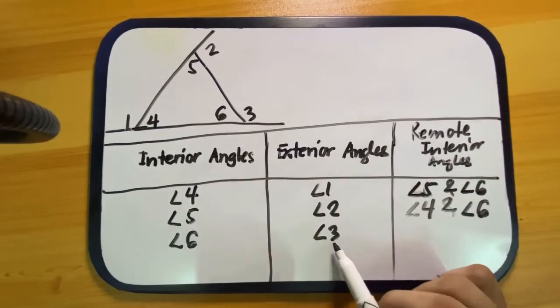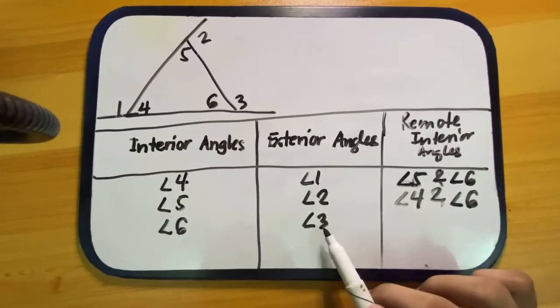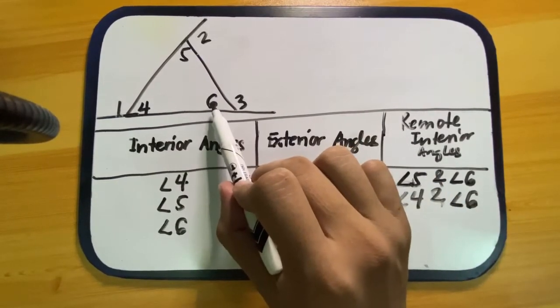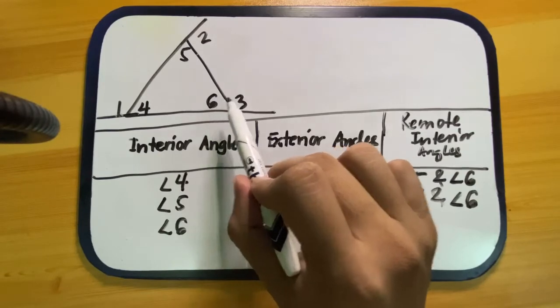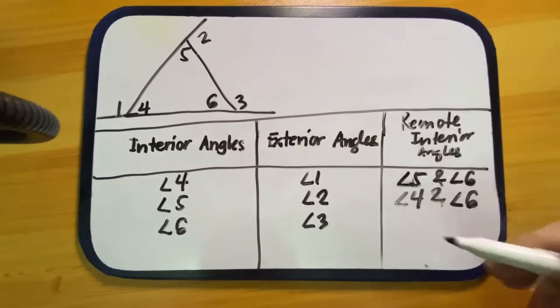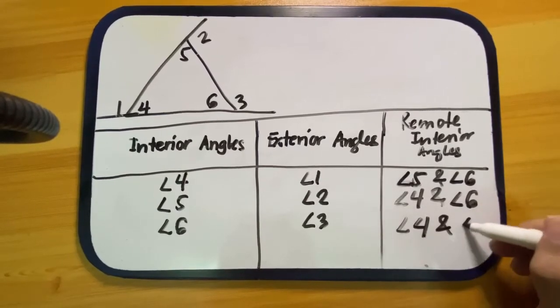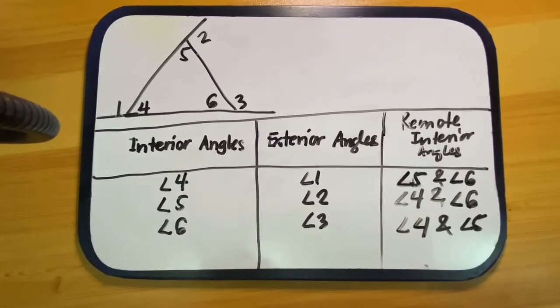And we have the last exterior angle, angle 3. So angle 3 is the exterior angle, and angle 6 is the adjacent angle. So therefore, angles 4 and 5 are the remote interior angles of angle 3. Okay? So that's the connection of the remote interior angles and the exterior angles.